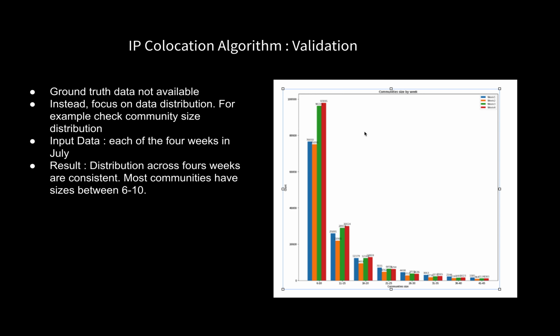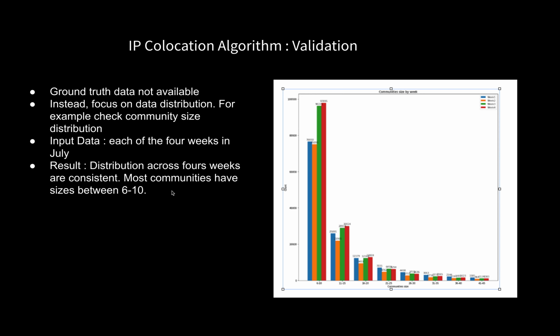This graph is made with data from July, the 4 weeks. The x-axis is the size of the community, and the y is the number of the communities. So we can see most of the communities across the 4 weeks in July have size 6 to 10. And this makes sense because each household has around 6 to 10 devices.